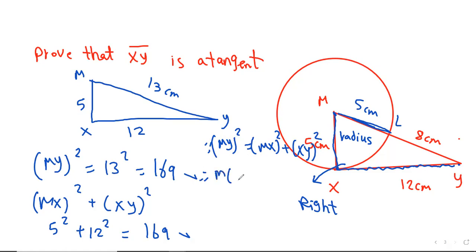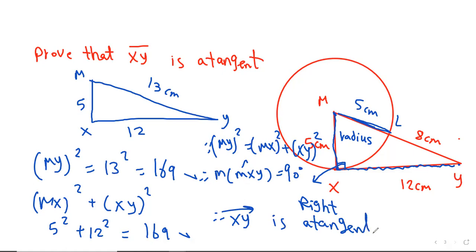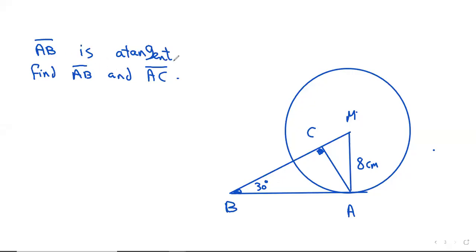Then the measure of angle MXY equals 90 degrees. And if this angle is 90, and MX is a radius, then XY is a tangent to the circle, and the point X is the point of tangency. That's it.